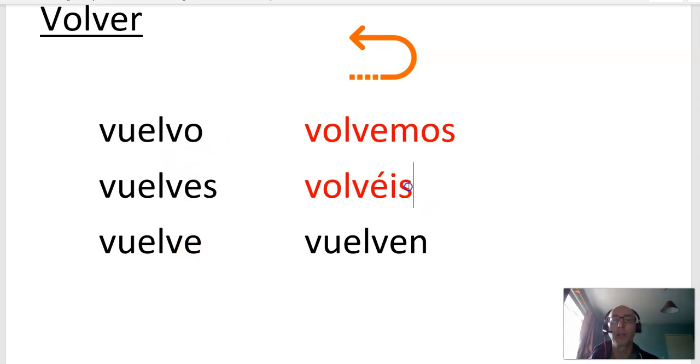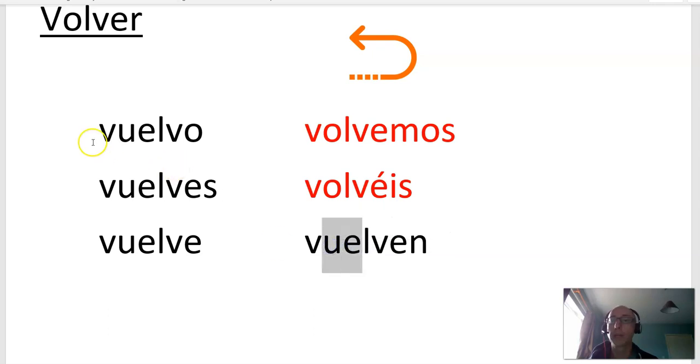You'll see here, and this is common with all radical changing verbs, volvemos, volvéis. What do you notice here? The O is retained from the infinitive. So this is the nosotros form, of course, we. The vosotros, you plural, we keep the O. And in the ellos form, we go back to the UE.